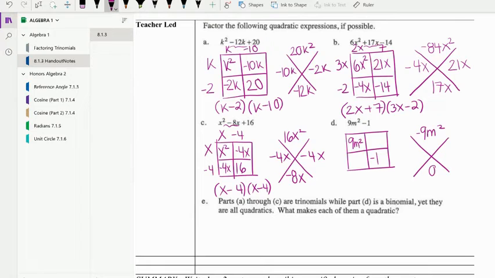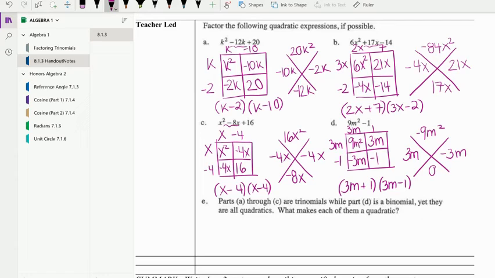So I need two numbers that multiply to negative 9 but add to 0, and that's going to be 3m and negative 3m. And those are going to go in those diagonal boxes. And then we need a GCF of 9m squared and negative 3m, and it's 3m. 3m times 3m is 9m squared. 3m times 1 is 3m. And 3m times negative 1 is negative 3m. So our factors end up being 3m plus 1 and 3m minus 1, which looks like a difference of squares because they are the same terms but different signs.